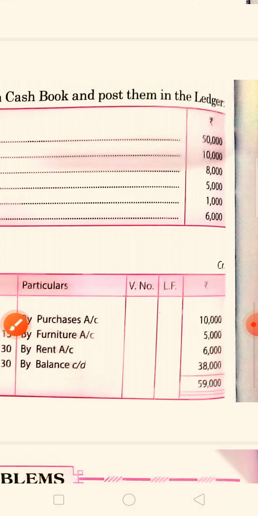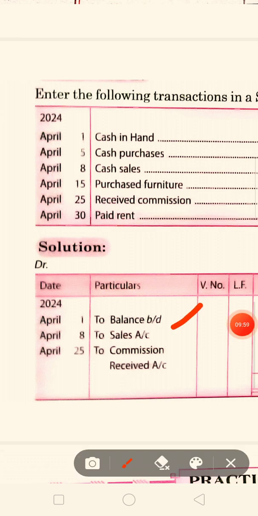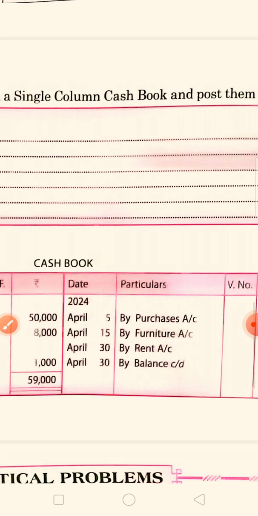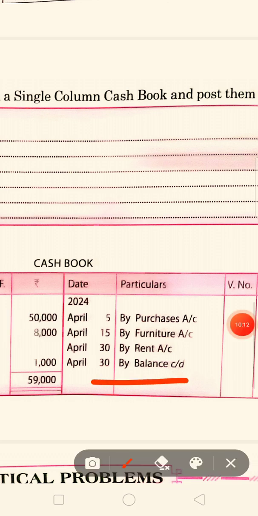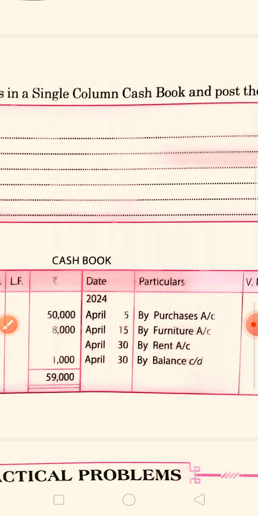It means, my dear student, in the beginning there was the to balance b/d, brought down. It means the balance of cash at the beginning, on the 1st April, is 50,000. But at the end of the month, the balance of cash has changed. This is the by balance c/d, and now we can see that the balance of cash is 38,000, my dear student. So this is the complete question.